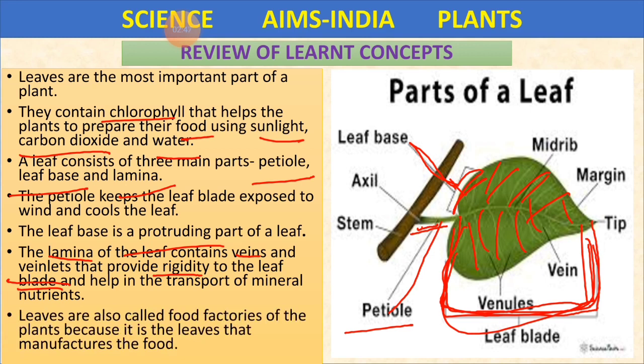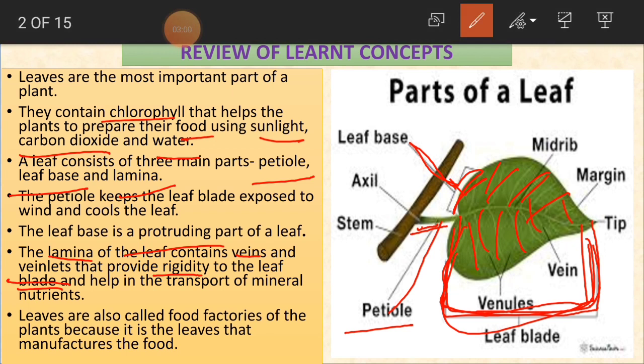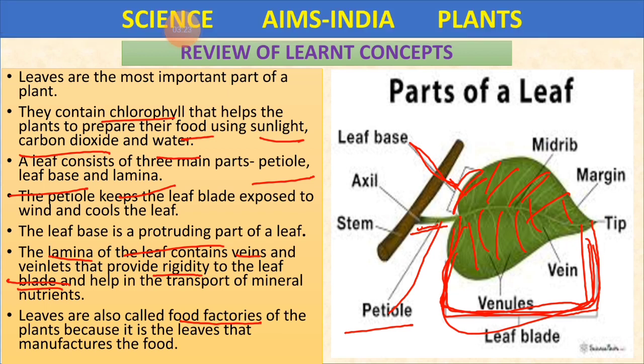Leaves are also called food factories of the plants because it is the leaves that manufacture the food. Even we learnt in the beginning that leaves are called food factories. Why? Because they produce food. They manufacture food with the help of sunlight, carbon dioxide and water. And what is this process called? Do you remember children? It is called photosynthesis. Okay, so leaves are called food factories.